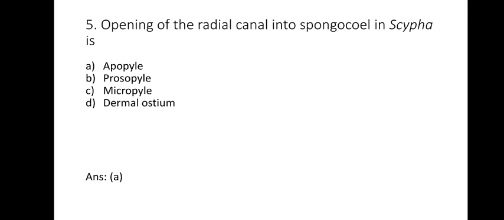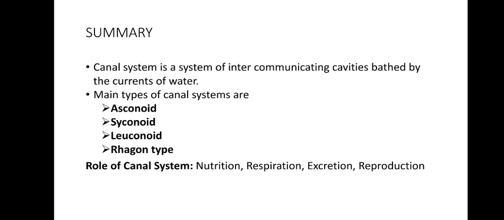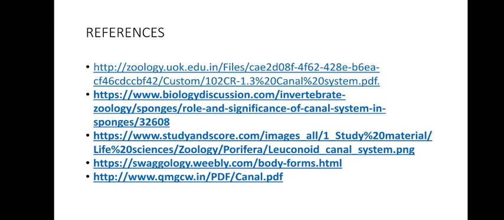So that completes our topic of today. Let's summarize the class. Canal system is a system of intercommunicating cavities bathed by the water current. Hope you are clear with the idea now. There are different types of canal systems like asconoid, syconoid, leuconoid and Rhagon type. Canal systems are basically involved in nutrition, respiration, excretion and reproduction.